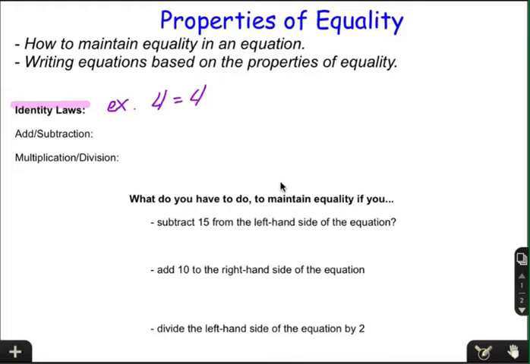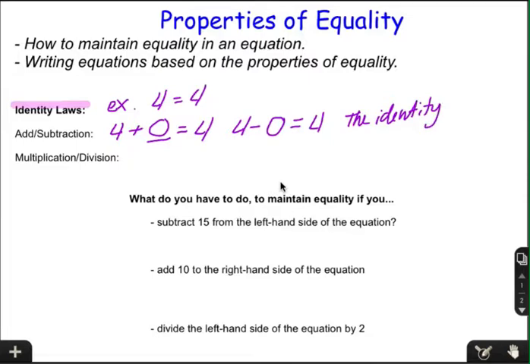In terms of adding and subtracting, what can I do with that number 4? What can I add to that number 4 to make it equal 4? Well, 4 plus 0 equals 4. If I turn the tables and I use that same example for subtraction, 4 minus 0 also equals 4. What that tells me is that the identity for addition and subtraction is equal to 0. So whenever I want to represent a number as itself, I can use 0.